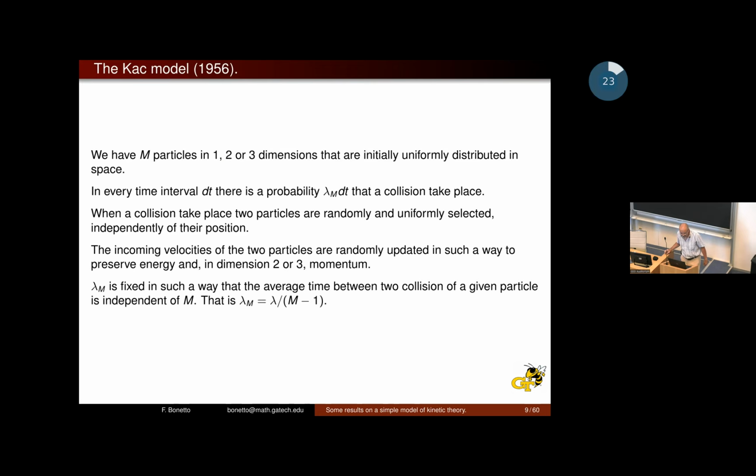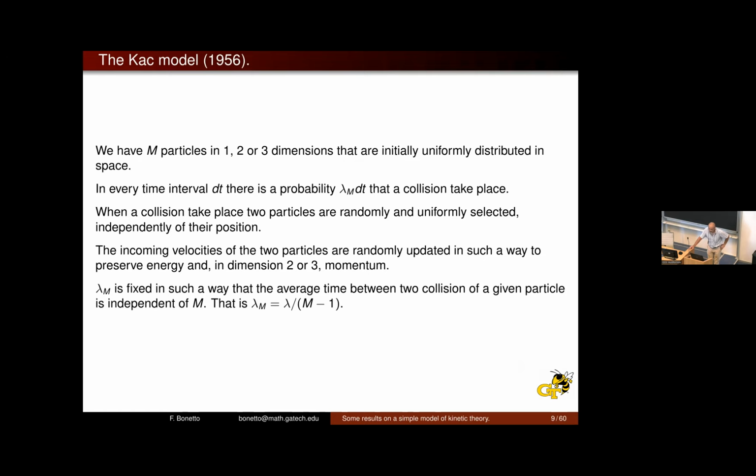And as I said, lambda_m, we go back to the previous slide. What is lambda_m? I fix lambda_m in such a way that the average time between two collisions of a given particle is independent of m. Exactly what we were saying before. This gives me lambda_m equal to lambda over m minus one, because every particle has probability of colliding with m minus one atoms. Actually, in Kac, we will see he chose lambda over m as the scale. It really doesn't make any difference asymptotically. Just from now on, I will use lambda over m to keep contact with the classical work.